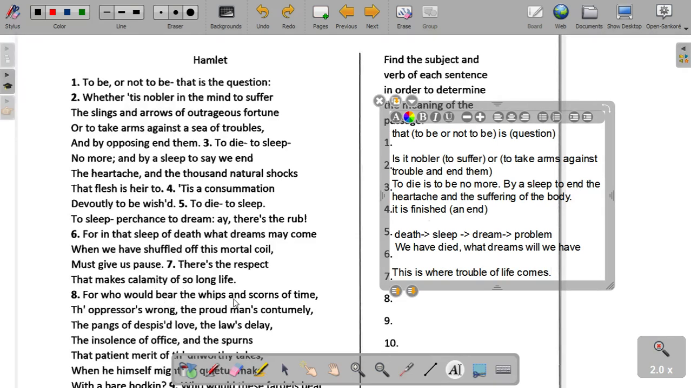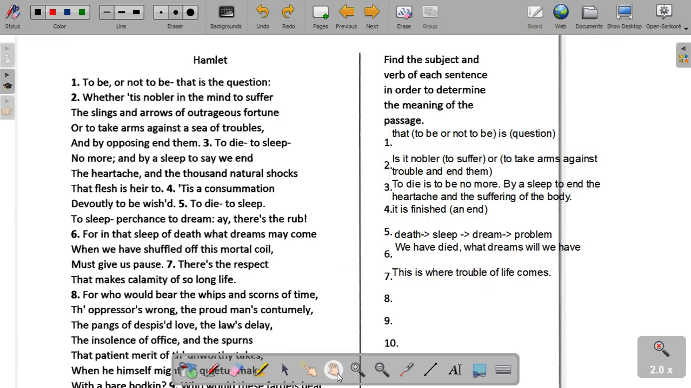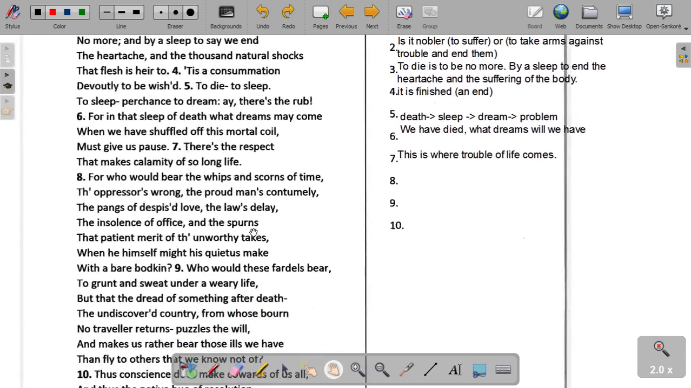Who would tolerate the whips and scorns of time, the oppressor's wrongs, the proud man's contumely, the pangs of despised love, the law's delay, the insolence of office, and the spurns that patient merit of the unworthy takes, when he himself might his quietus make with a bare bodkin?